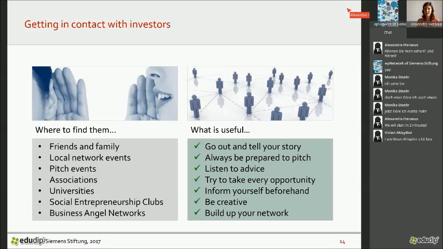So, for example, pitch events are something that has been rising in the past months, because it's a very simple-styled event where you have a 5 to 10 minute pitch, and potential investors sit there and listen to your story. That's something you can do with very minimal effort if you get to one of these pitch events, and you never know what comes out of it. So it's always useful to go out and tell your story, and just take every opportunity, because after all, you don't know who's sitting in the plenum. Maybe you don't even talk to an investor, but to someone who might know someone who would like to invest in these kinds of ideas.